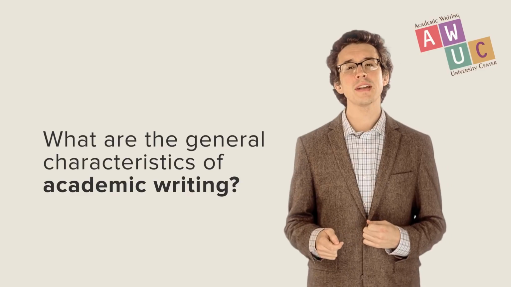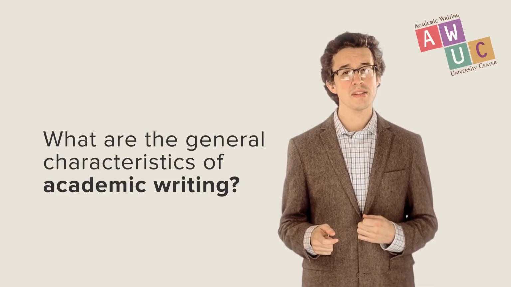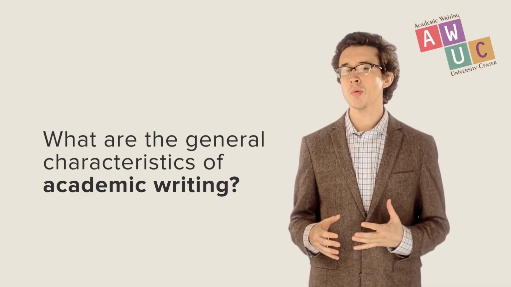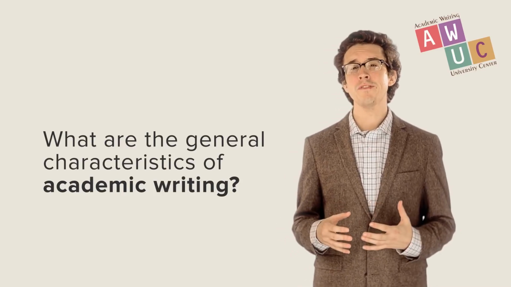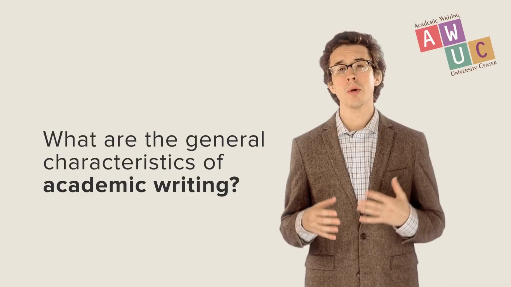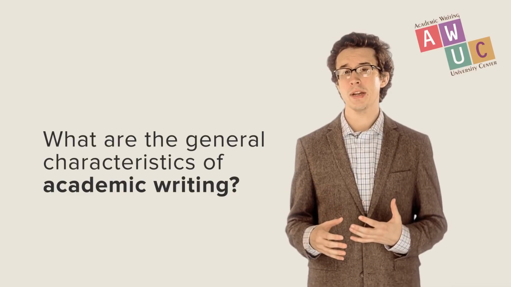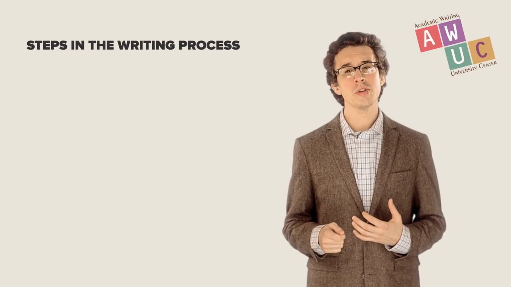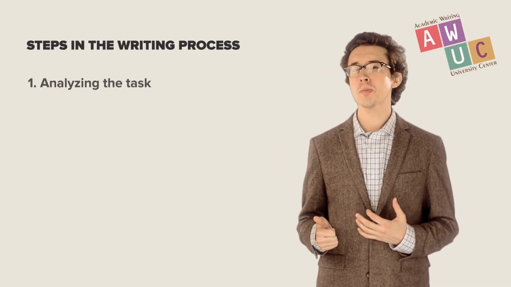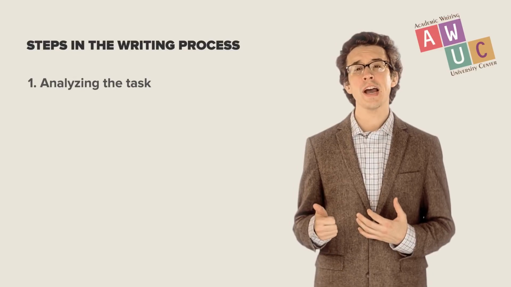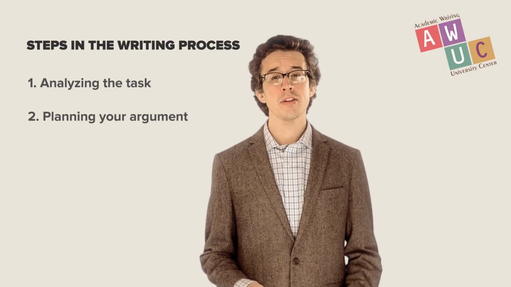Finally, the most effective academic writing follows a process. While each writer will eventually develop his or her own unique process, there are a few steps that most people follow when producing a piece of academic writing. These steps include analyzing the task. This involves clarifying your purpose for writing and identifying your target audience. Number 2, planning your argument.